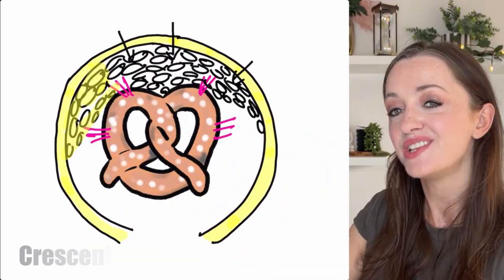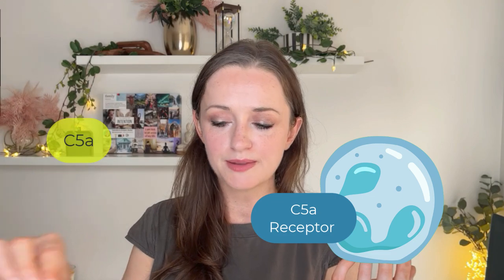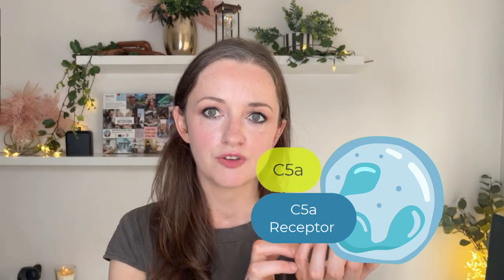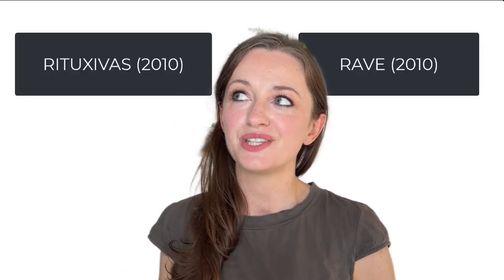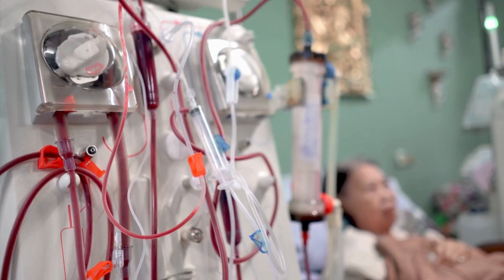Will be unpacking ANCA vasculitis treatments, including should you use oral cyclophosphamide or IV cyclophosphamide? What about the difference between Rituximab and cyclophosphamide? And the golden controversial question, when do you use plasma exchange for ANCA vasculitis? All of that coming up in today's video.